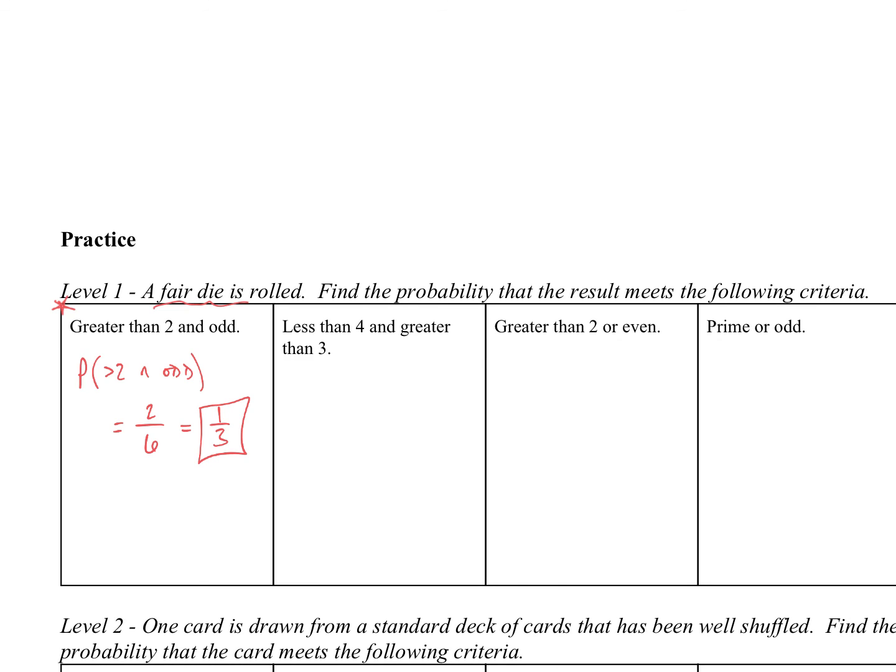The second one would be the probability that you get a value that is less than 4 and is greater than 3. Go ahead and calculate that probability. Okay, all of the numbers that are less than 4 and are greater than 3, that is impossible. There are no numbers that are less than 4 and greater than 3 on a 6-sided die. So that is an impossible event. 0. Greater than 2 or even.